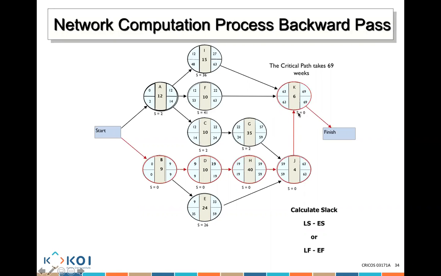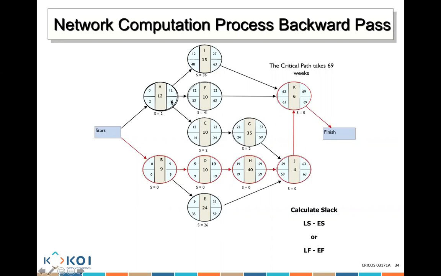Anything where the slack equals 0 means the activity is on the critical path. Any activity on this critical path where the slack is 0 cannot actually be delayed. So if I delay B, the project will take longer. If I delay D, the project will take longer.